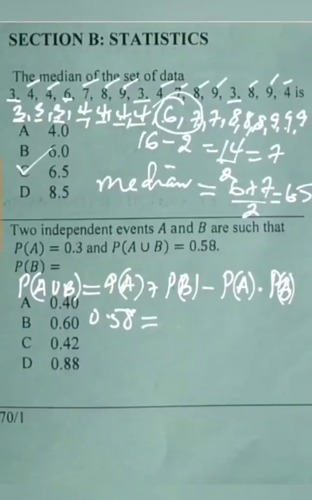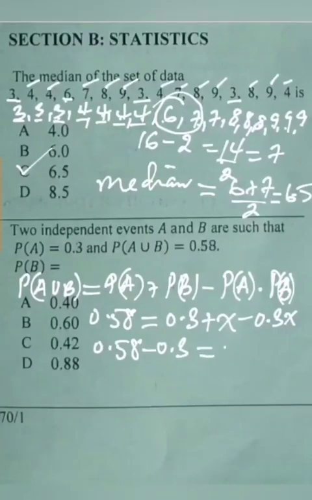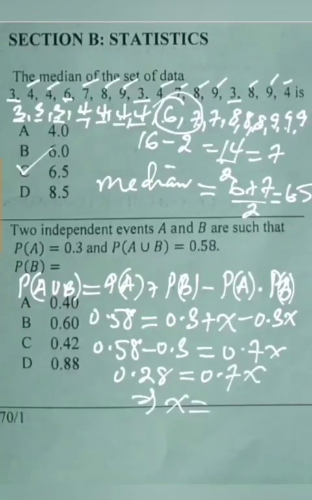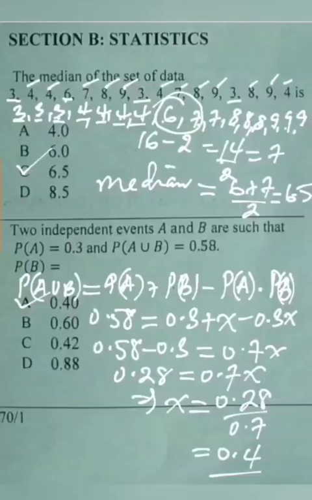That should be equal to P of A, which is 0.3, plus P of B, we call it x, what we're looking for, minus P of A, 0.3 times P of B, which is x. And from here we have 0.58 minus 0.3 equals 0.7x. x minus 0.3x gives 0.7x. And we have that 0.28 equals 0.7x. So that x equals 0.28 all over 0.7, which gives 0.4. So the correct option is A, 0.40.